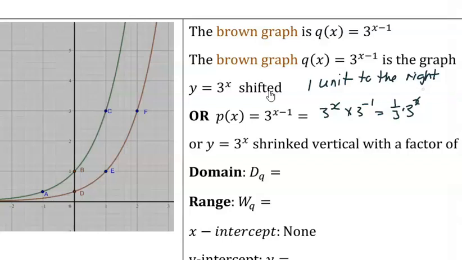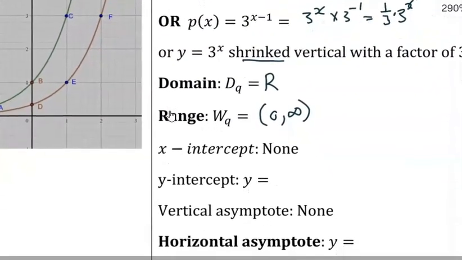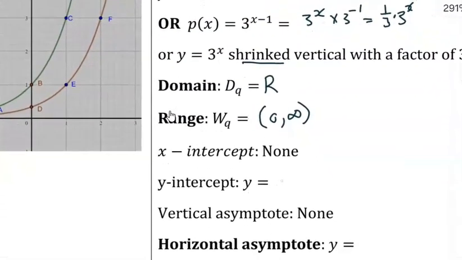So what it means is that we've shrunk it with a factor of 3, so it means it's 1/3 of the size. If I look at the domain here, I get R. My range is exactly the same, it's from 0 to infinity, because I just shifted the graph. My y-intercept happens when x is equal to 0, so that gives me 3 to the minus 1, which is a third.